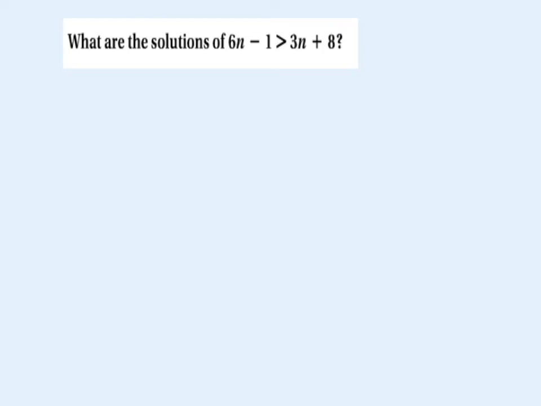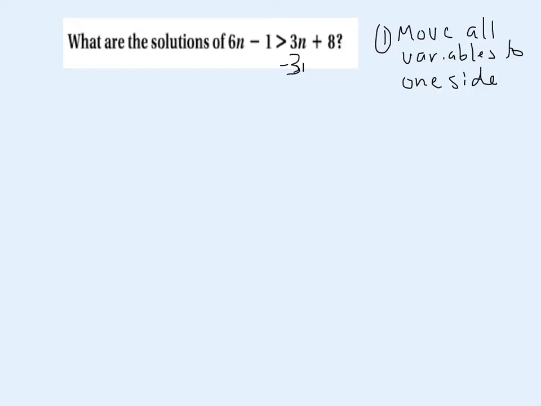So here's another multi-step equation or inequality, but first I want to get all of my variables to one side of the inequality. So I'm going to move over my 3n. So I'm going to subtract 3n because that's a positive 3n. And so I have to do the opposite since I'm going to the opposite side. So I have 3n minus 1 is greater than 8.